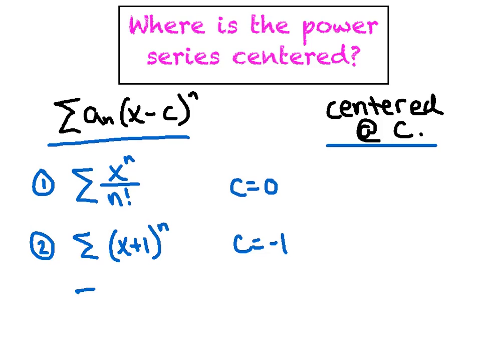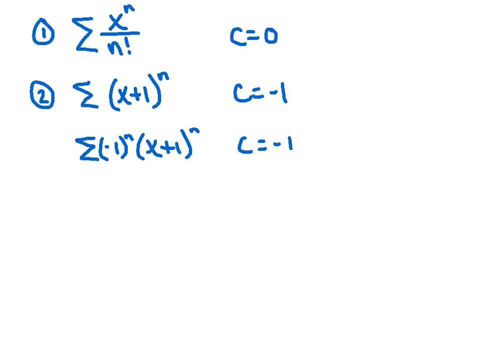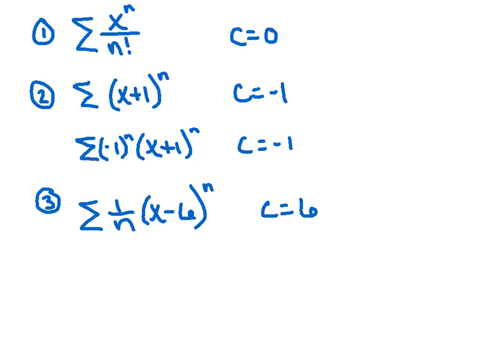And now even if I threw a little extra jazz in there, what if I made it an alternating power series and did something like this? It would still be centered at negative 1. All right, our third example, a little more interesting. What if I gave you 1 over n times the quantity x minus 6 raised to the nth power? This one, we would say, is centered at positive 6 because of what's happening right here. Once you see that minus 6 there, we say it's centered at positive 6.